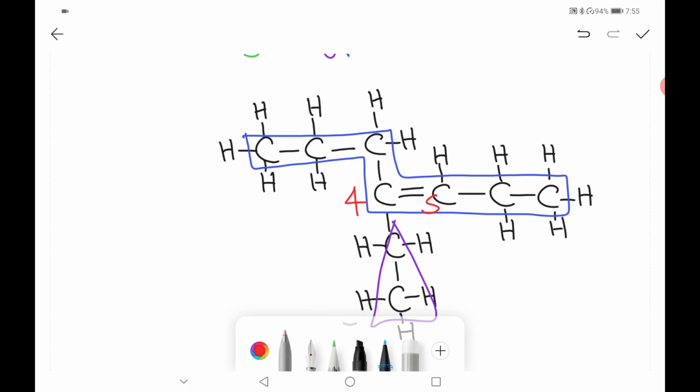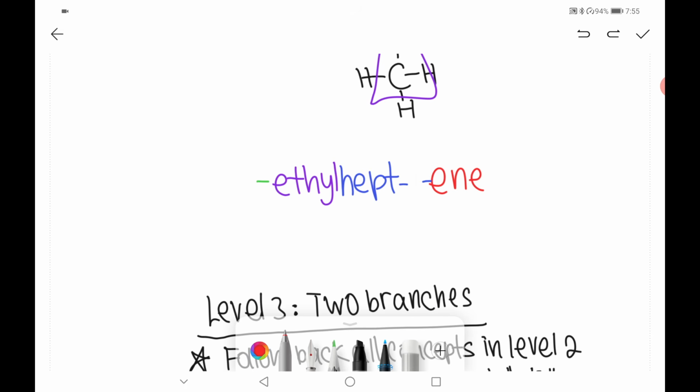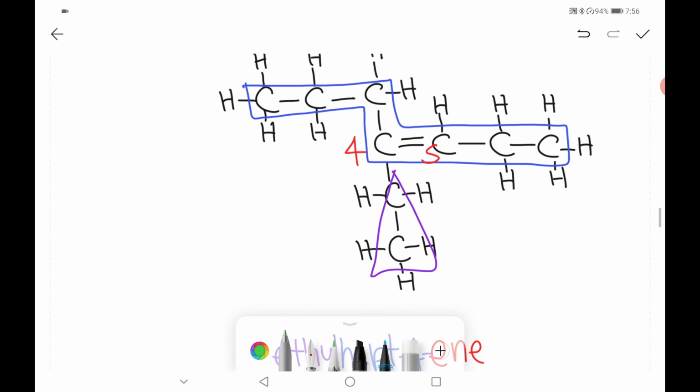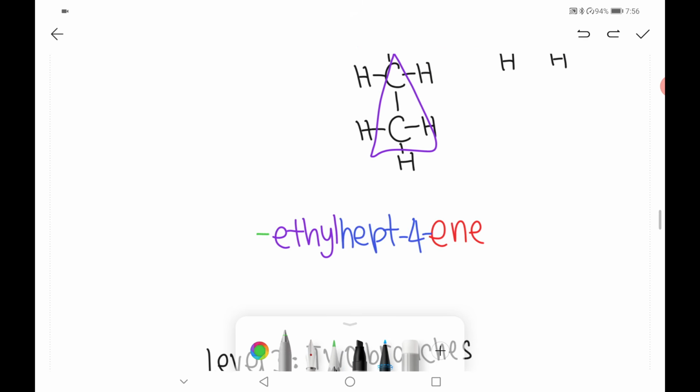Okay, so if you count from left to right, the double bond is now between the 4th and the 5th carbon. So the smaller number is 4, which is the location of your double bond. Okay, so what about the location for your branch? As you can see, this is the branch. The branch is on carbon number 4 as well. Okay, so it's 4.